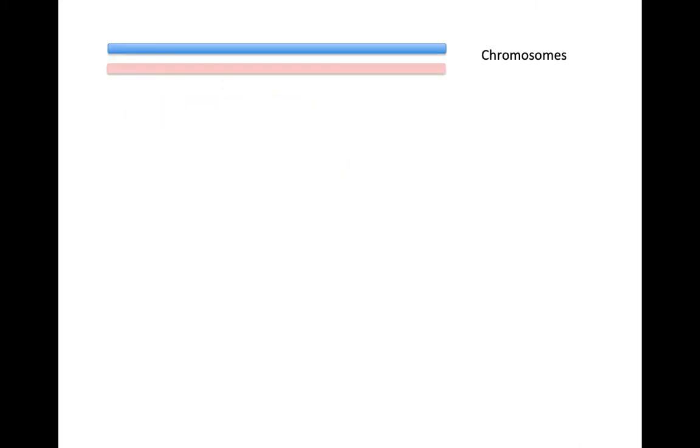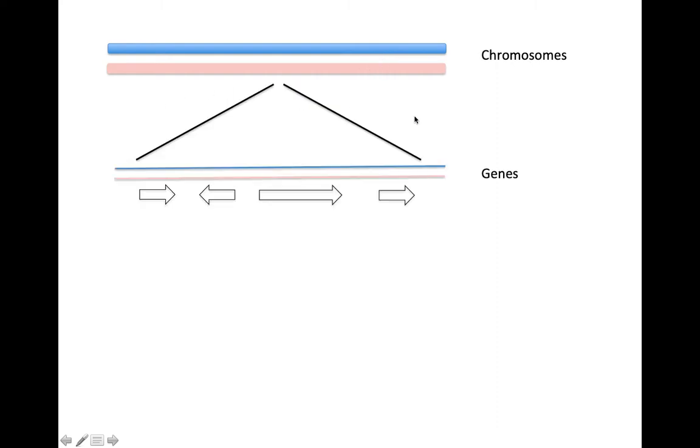So here's an overview of your genetics to get you started. Recall that your DNA is contained in chromosomes, and chromosomes come in pairs, one from your father, one from your mother. Chromosomes are made up of many, many different genes. And so here are pictures of genes. They come in different lengths, and some of them point left to right, other ones point right to left.